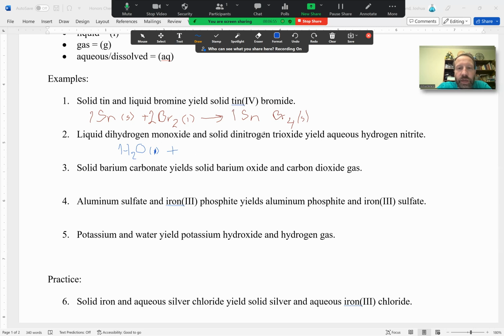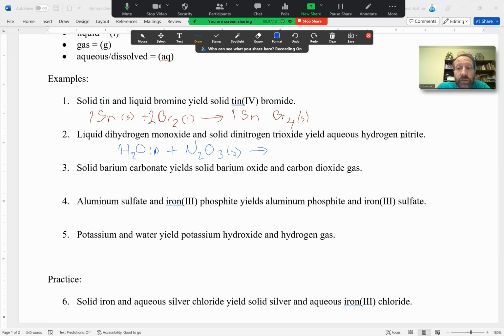Solid dinitrogen trioxide. Again, covalent, so I'm going to use the prefixes. No crisscrossing, no reducing. Don't do it. It tells me it's solid, that's an S. And then I'm going to make aqueous hydrogen nitrite.